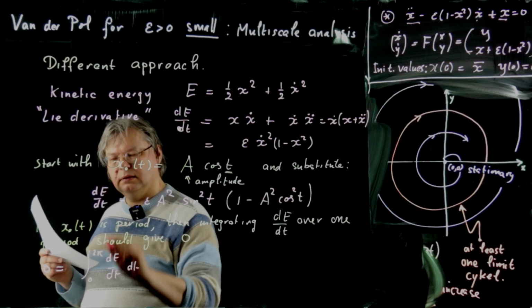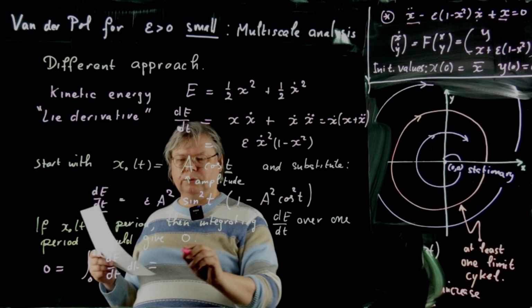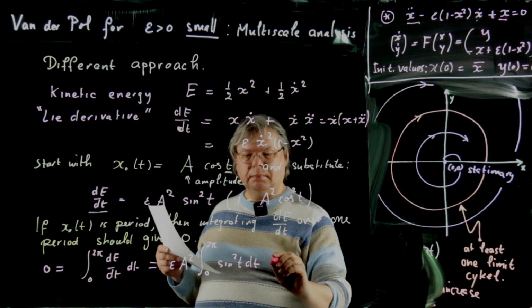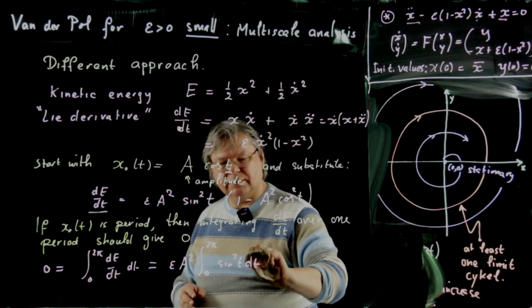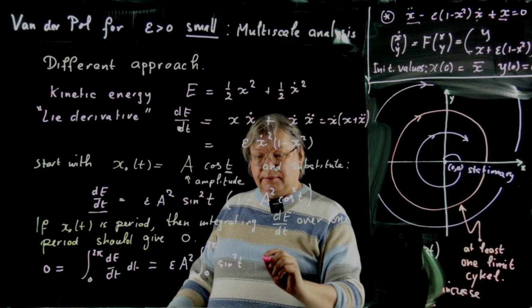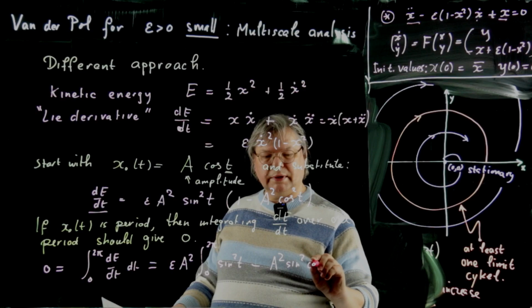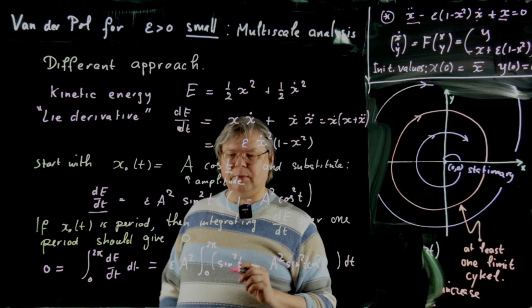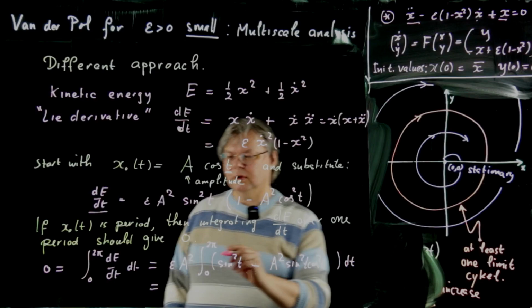And then I plug in what this is. So that gives me an epsilon a squared, the integral from 0 to 2 pi, sine squared t dt minus, well, maybe I'd best put the dt at the very end. Minus a squared sine squared cos squared, and the whole thing dt. Okay, I still have to compute some integrals, but this is sine squared, and I guess you have seen that before. If you integrate it over the whole period, what comes out is simply pi.